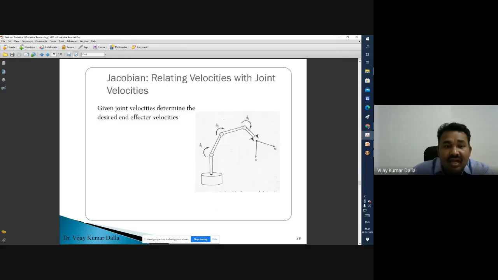Okay. Now, the Jacobian. So what is this? It relates linear velocities with joint velocities. Suppose we want to get linear motions from the joint motions. How do we get that? And what is responsible for converting the joint motions into linear motions?